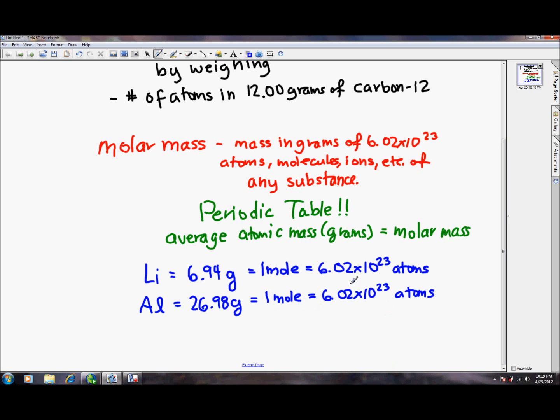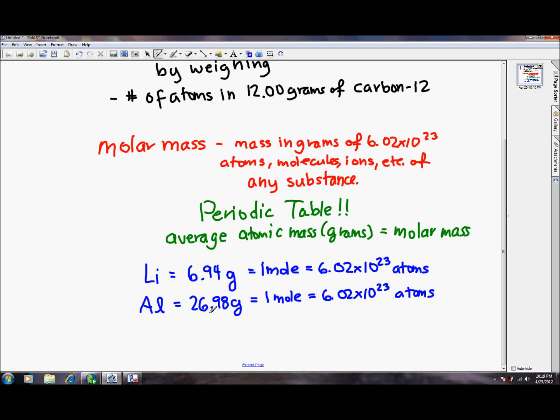Now, why does the same amount of lithium atoms weigh a lot less than the same amount of aluminum atoms? Well, lithium is atomic number 3, and the average atomic mass is pretty close to 7, which means on average lithium atoms have about 4 neutrons. So they have about 7 subatomic particles in their nucleus. Remember, the nucleus is where about 99.99% of the mass of any atom resides.